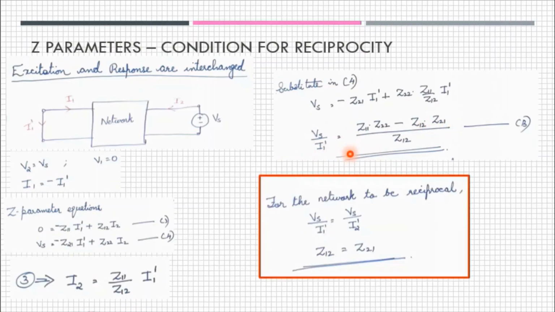Now we know the condition for reciprocity is the ratio of excitation to response should remain the same. That means Vs by I1 dash should be equal to Vs by I2 dash. Then we will get the relation like this: Z12 is equal to Z21. This is the condition for reciprocity.